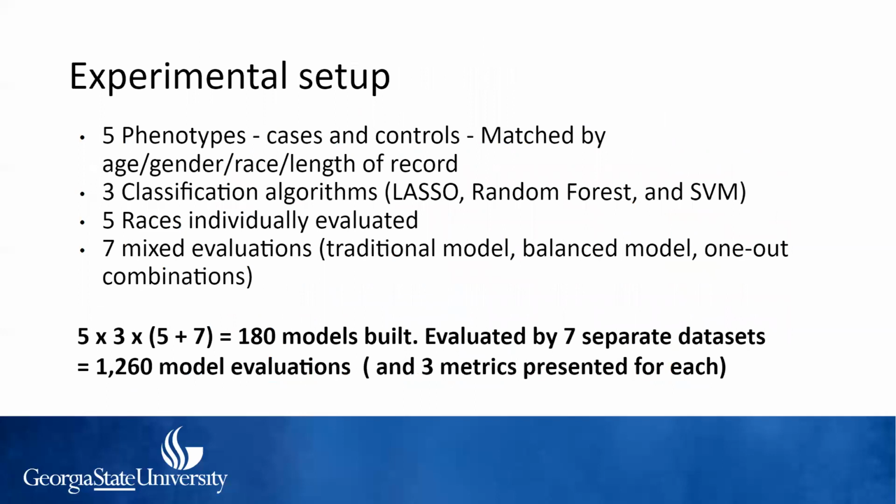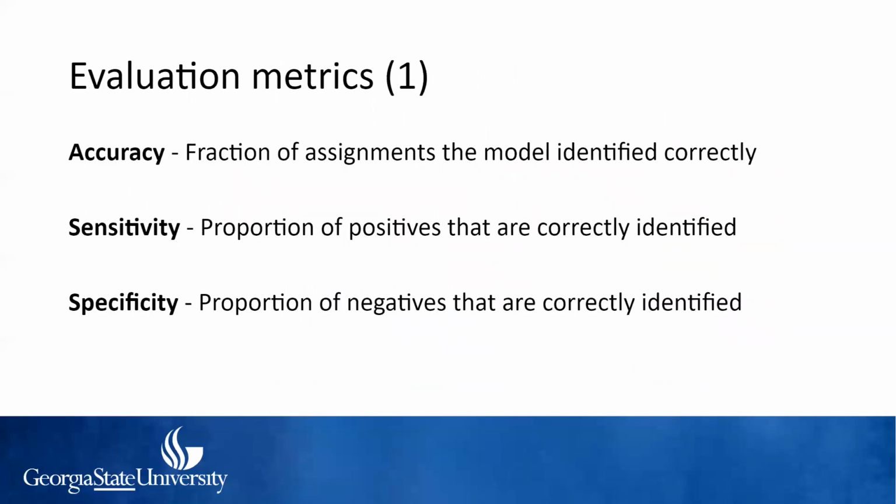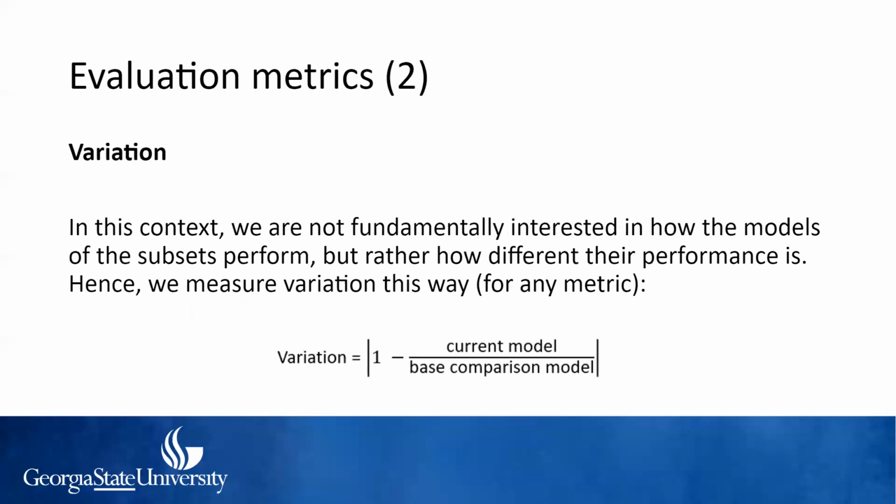Experimental setup: we pick 5 phenotypes. We use cases and controls that are matched by age, gender, race, and length of record. For classification algorithms, we use lasso, random forest, and SVM, and we did multiple scenarios to evaluate. So we basically did around 200 model evaluations. The metrics that we're using are accuracy, sensitivity, and specificity. But more importantly, there is a metric called variation, where we want to know how different the performance is from one model to the other across different races.